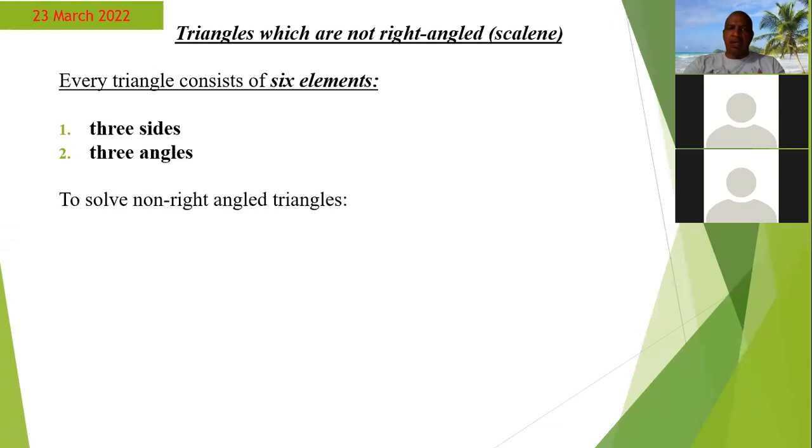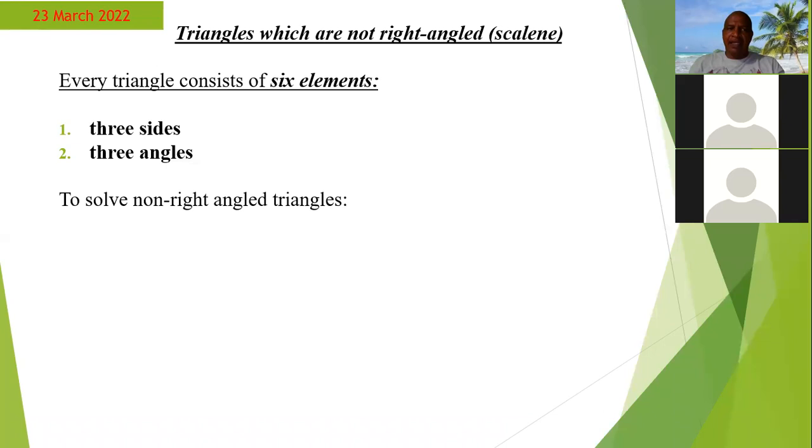Now, if we are going to solve non-right angle triangles, and when we're referring to solving of these triangles, we really want to be able to solve for all of the 6 elements. You may be given 3 elements of the 6.